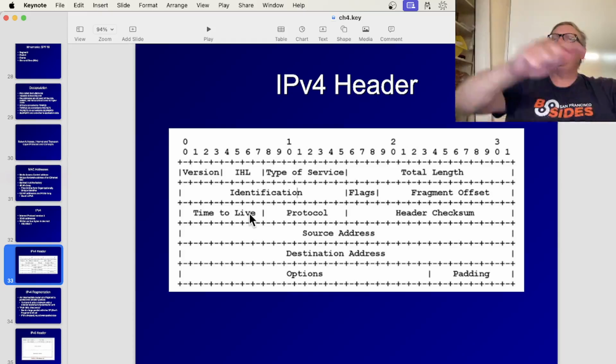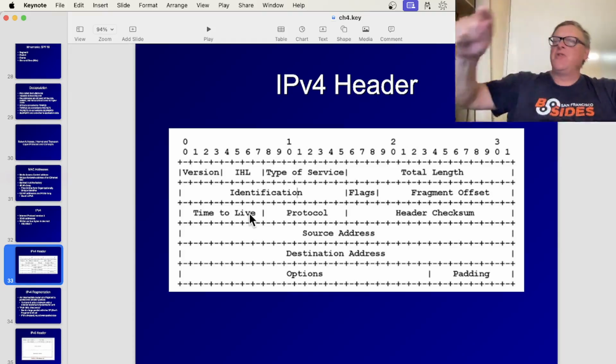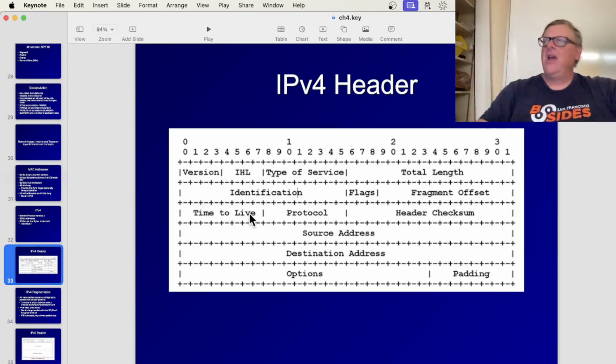So if a packet is set down a routing loop, which can happen, where it just goes around and around in circles, never getting anywhere, it will be discarded after a while. It won't just tie up the internet with lost packets racing around in circles. That's why you need time to live. And you have source and destination address, which are 32-bit fields.